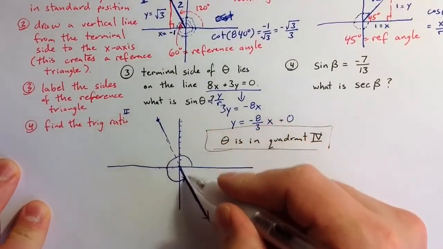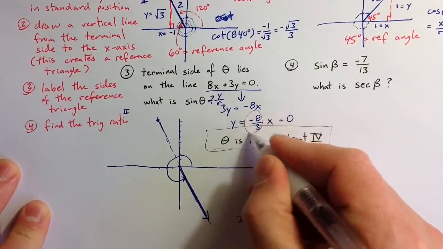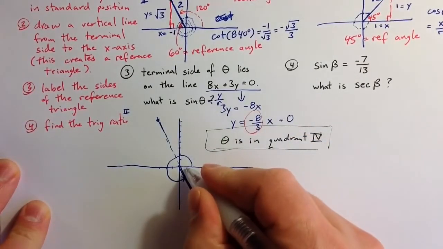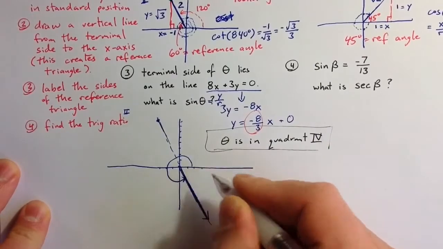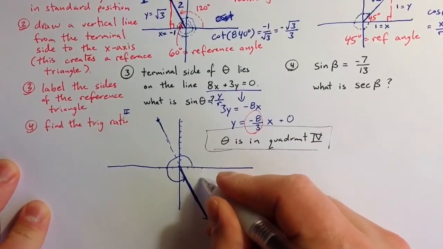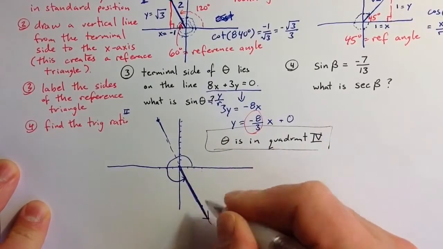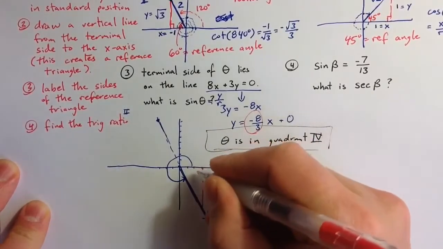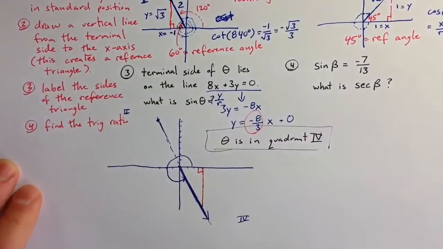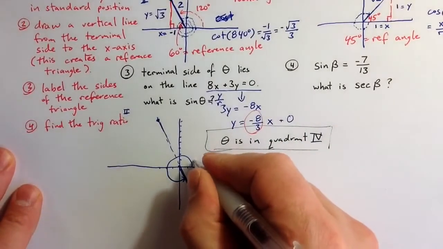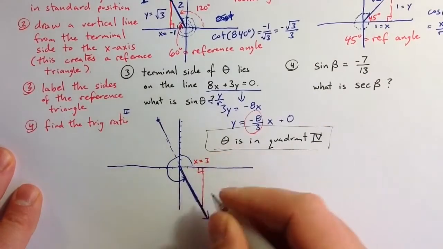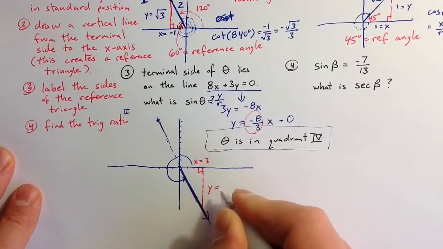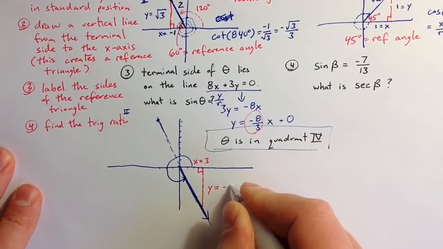I know the slope of the line is negative 8/3. And so if I move 3 units in the x direction, I know that I'm going to drop down 8 units in the y direction. And so I can build a reference triangle and use that information to describe the side lengths of the triangle. I know that if the x value equals 3, the corresponding y value would have to be negative 8.